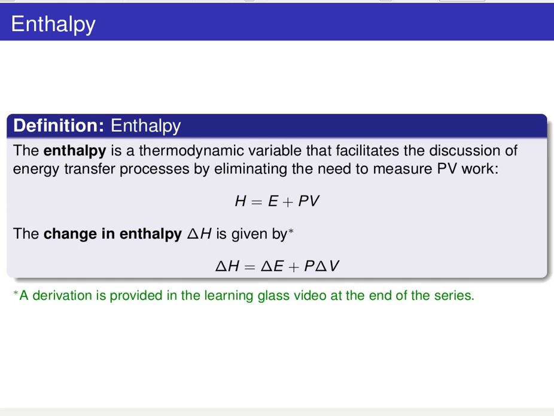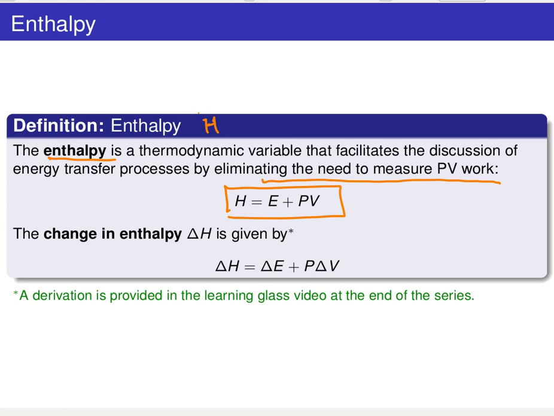Okay, now with this definition in mind, we can now introduce the definition for enthalpy. So enthalpy is going to be yet another thermodynamic variable, and as I told you, it's going to essentially make your life easy when you're discussing energy transfer processes, and it's going to do this by eliminating the need to measure pressure-volume work. So here's our definition of enthalpy. Enthalpy is defined as the internal energy plus PV, and we're going to use the letter H, capital H, to denote enthalpy.